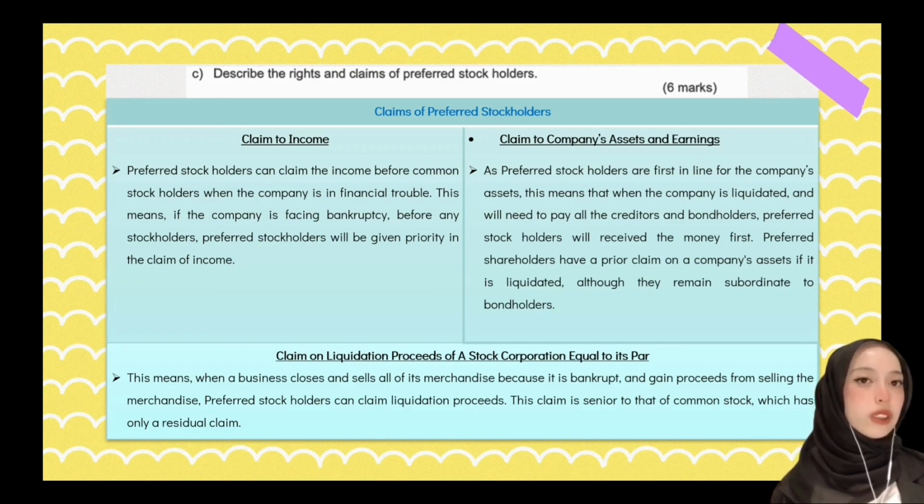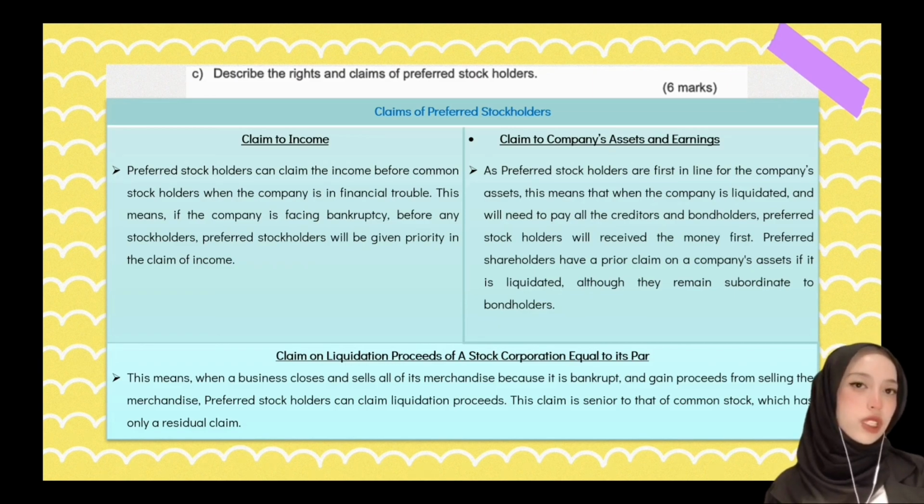Thirdly, claim on liquidation proceeds of a stock corporation equal to its par or liquidation value. This means when a business closes and sells all of its merchandise because it is bankrupt and gains proceeds from selling the merchandise, preferred stockholders can claim liquidation proceeds. This claim is similar to common stock, which has only a residual claim.